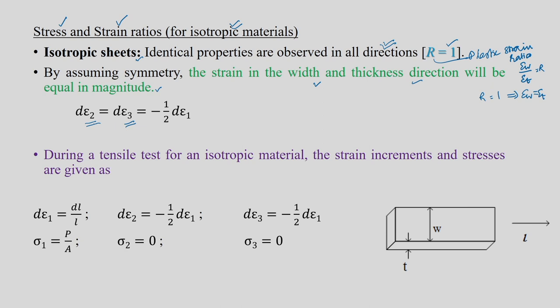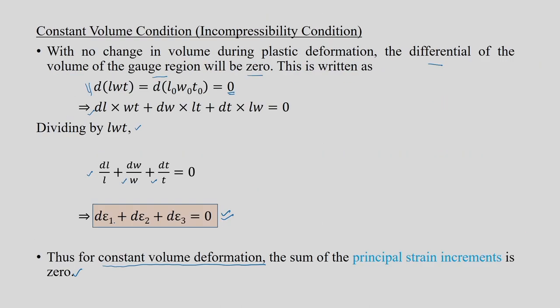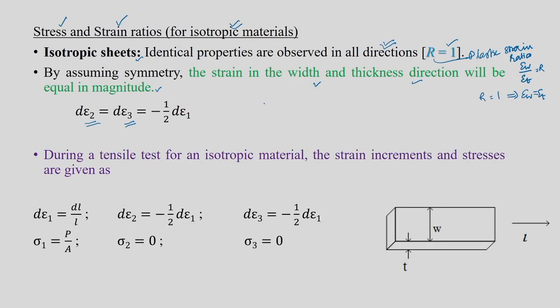And if these two are equal, it is equal to minus half into d epsilon 1. How do we get it? We get it from this particular equation, d epsilon 1 plus d epsilon 2 plus d epsilon 3 is equal to 0. Keeping d epsilon 1 plus d epsilon 2, and in place of d epsilon 3 keeping d epsilon 2, which will be equal to 0. So d epsilon 1 plus 2 d epsilon 2 will be equal to 0, and this will give me d epsilon 1 is equal to minus 2 d epsilon 2. So d epsilon 2 will be equal to minus 1 by 2 d epsilon 1. So I can write d epsilon 2 is equal to d epsilon 3 is equal to minus 1 by 2 d epsilon 1.